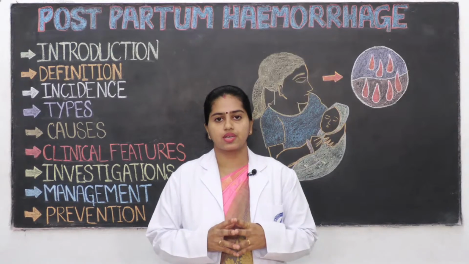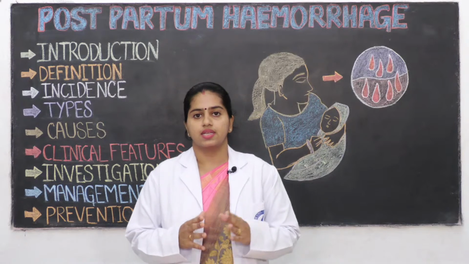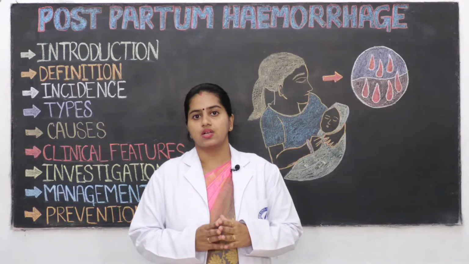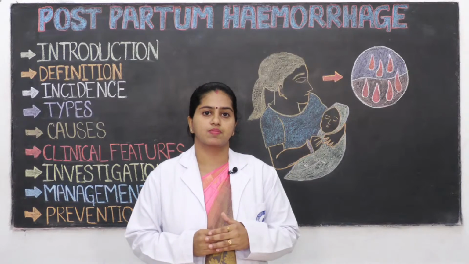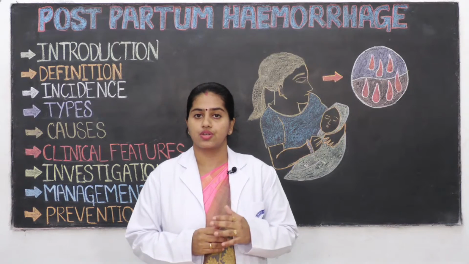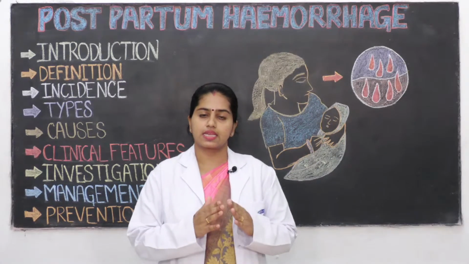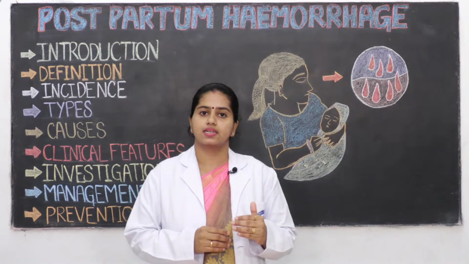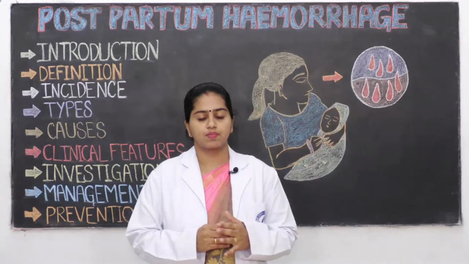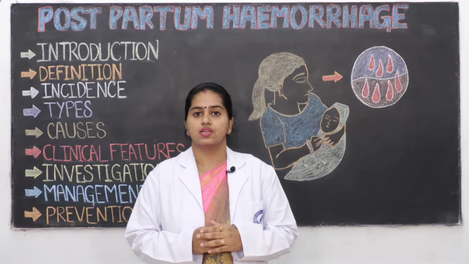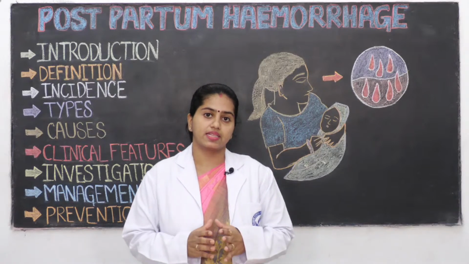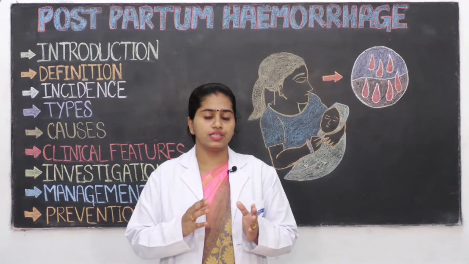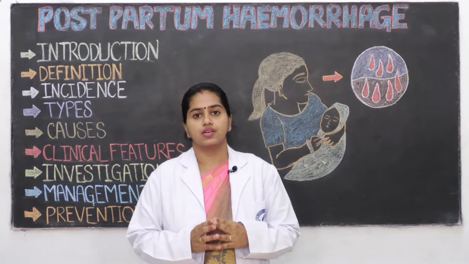So I hope you understood the types of postpartum hemorrhage. It is divided into two types, primary and secondary. Primary postpartum hemorrhage is bleeding into the genital tract within 24 hours of childbirth. This can be classified into two types: third stage postpartum hemorrhage, bleeding before the expulsion of the placenta, and true postpartum hemorrhage, bleeding subsequent to or along with the expulsion of the placenta. These two bleedings take place within 24 hours.